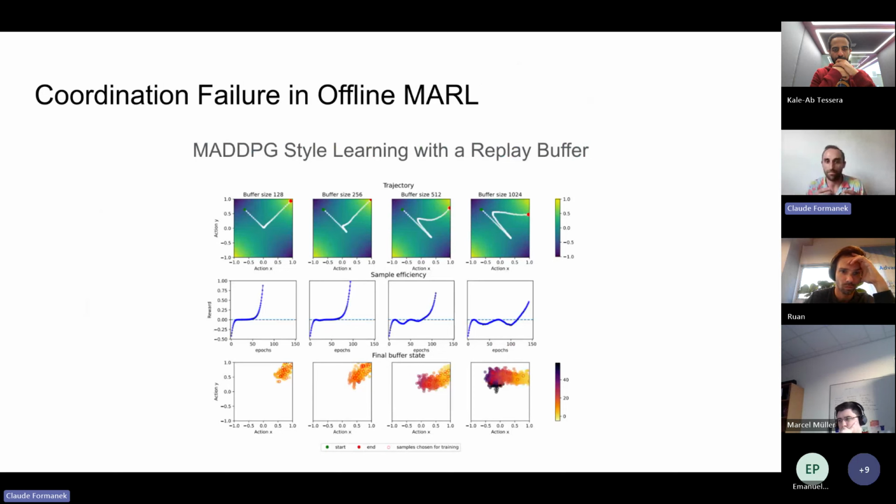But then as you make the replay buffer bigger, you have more and more stale data, which serves to send the agents making bad updates. The bigger the replay buffer gets, you can see how it's more perturbed. And it's also reflected in the reward curves you see in the middle there. And now offline MARL is the most extreme case of this.